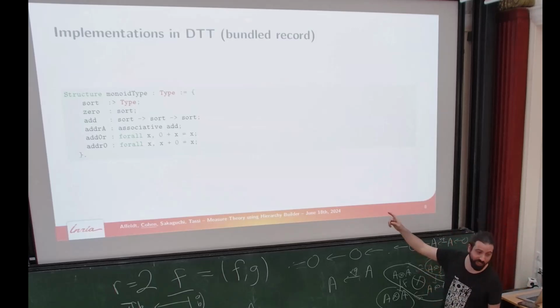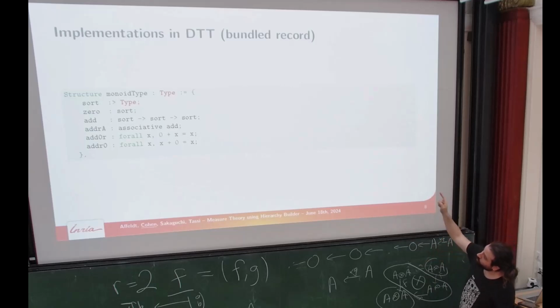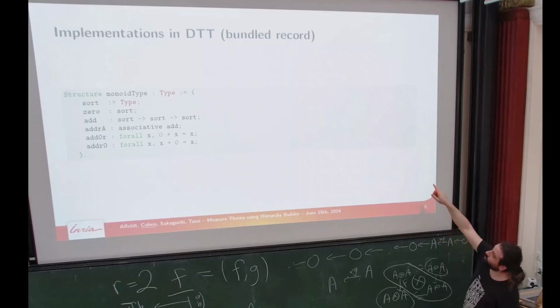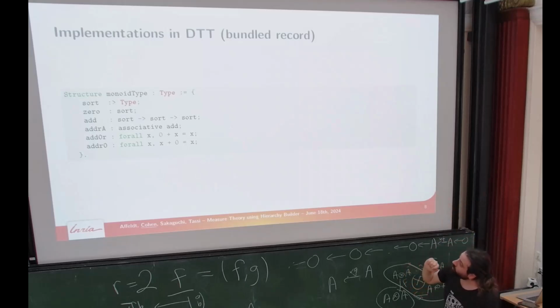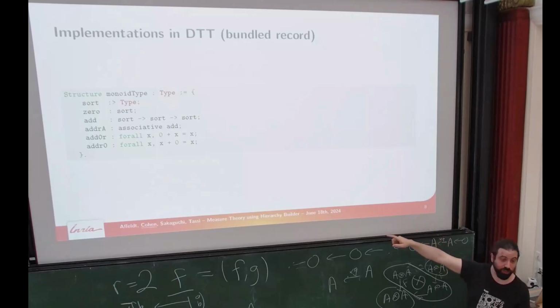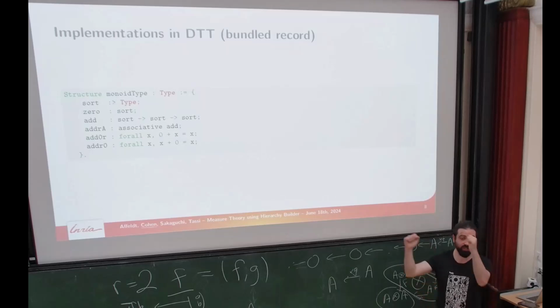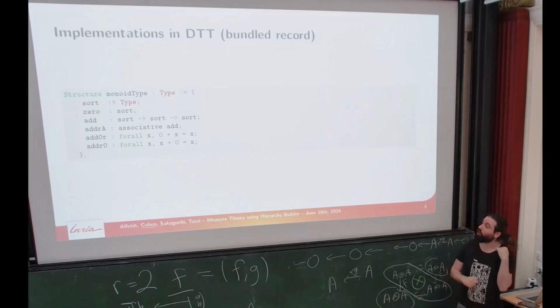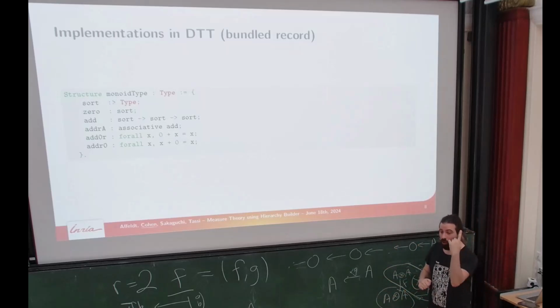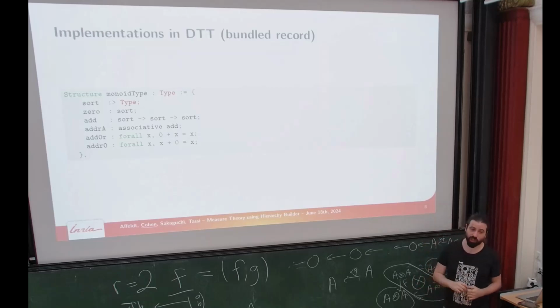Then there is yet another representation, which I call bundled record. So it's not a class anymore. Actually, I should have said bundled structure rather than record. Sorry for that. And you see the difference here with the class is that you decided to put the parameter inside the structure. So now when you quantify on the monoid, you only quantify over one object instead of two.